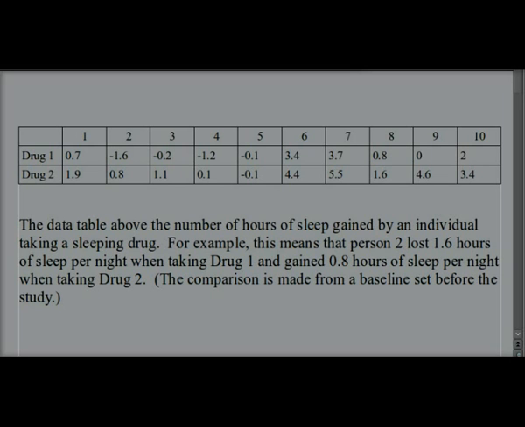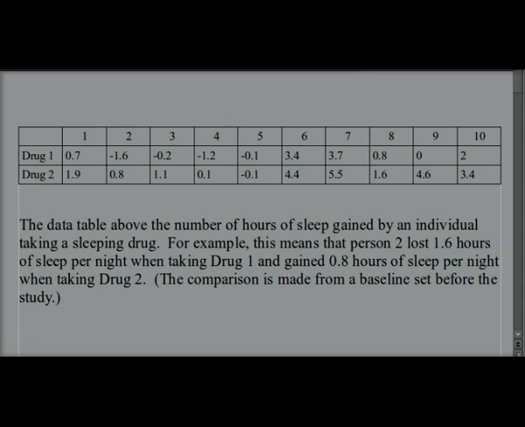So this example is going to start with this setup. We have two different sleeping drugs, drug 1 and drug 2, and we have 10 participants, and we are tracking how much sleep they gain or lose when taking the different sleep aids. So for example, person 2, they lost 1.6 hours of sleep on average when taking drug 1, but they gained 0.8 hours of sleep while on drug 2.